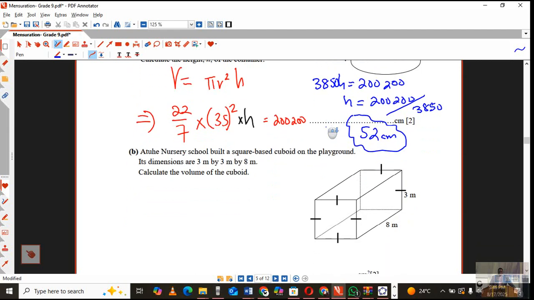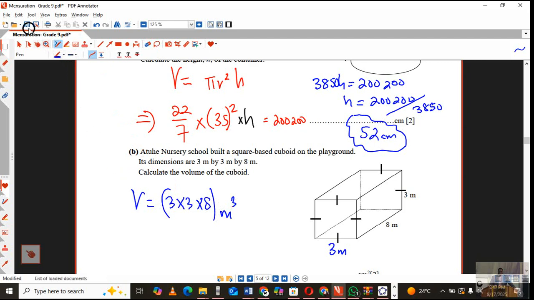Right, let's get to part B. They say this is a nursery school. They build a square base cuboid. If this is 3, then obviously this is also 3 meters over here. Okay, very important to complete the diagram to see what it is that you need to be solving. They say find the volume of the cuboid. So the volume will be 3 meters times 3 meters times 8 meters. Of course, that meter is going to be cubed.